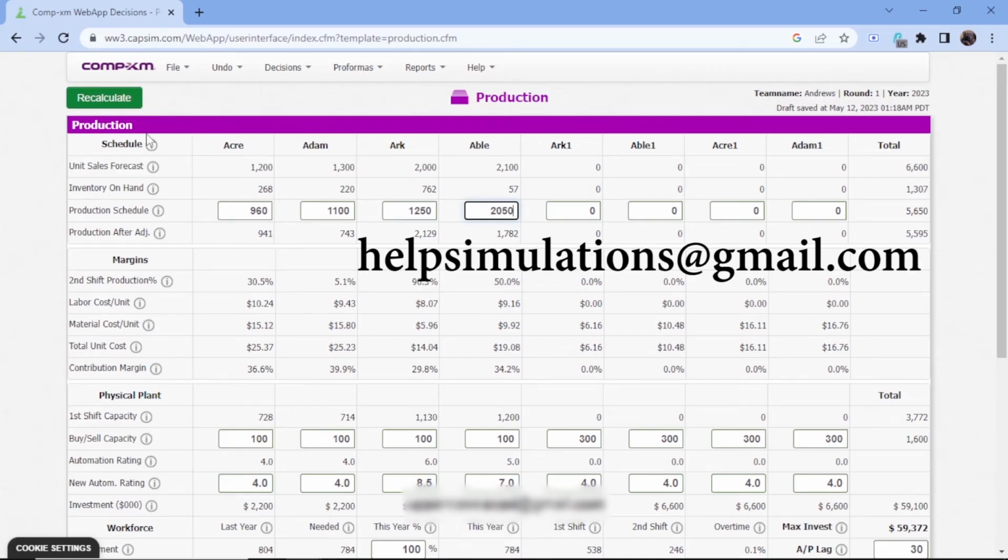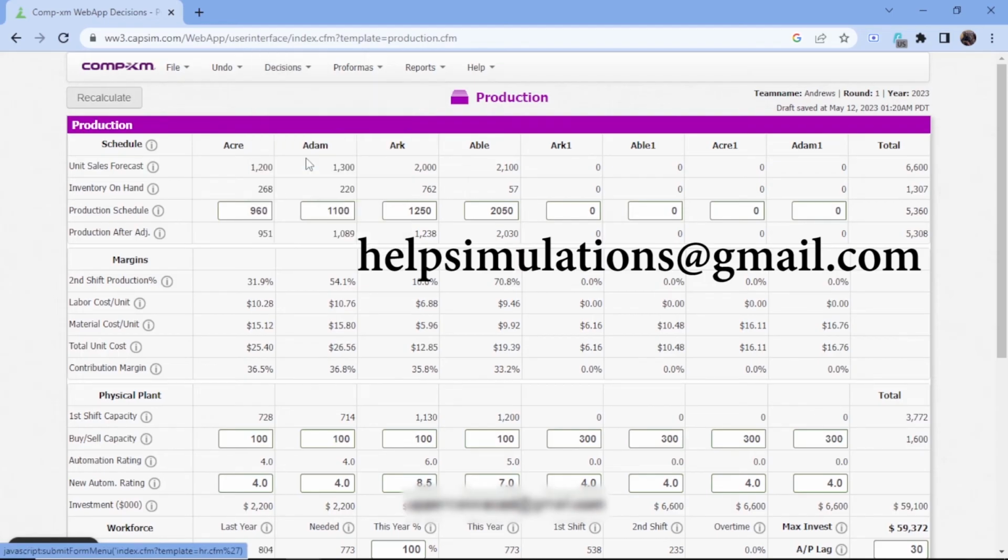So yeah, 2050 units. And you should note that in this simulation I can't produce these new products because I don't have the capacity. That's why I built my capacity in this round so that I can be able to sell them in the next round.